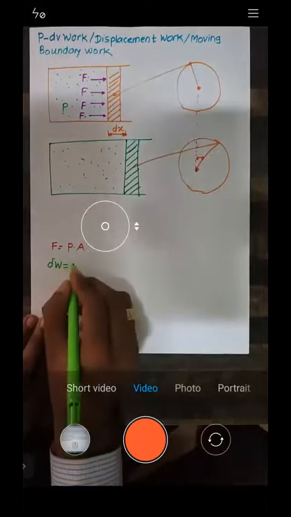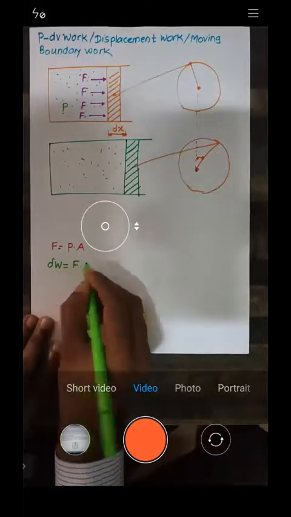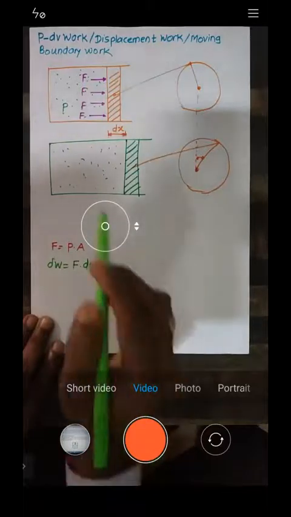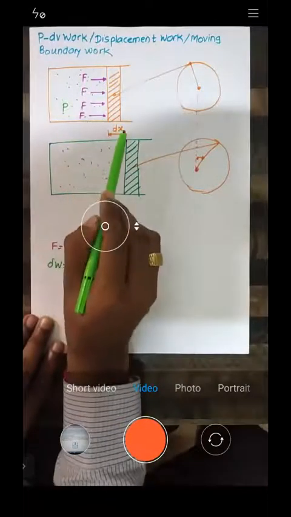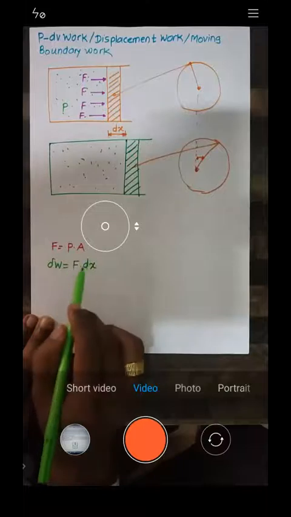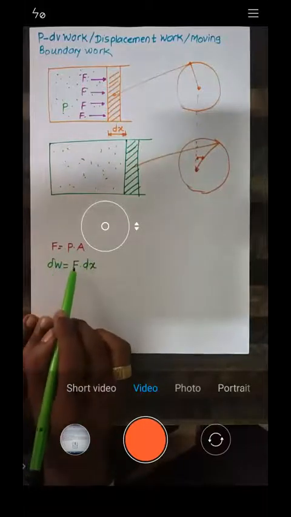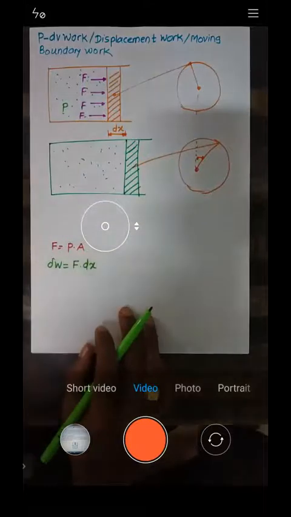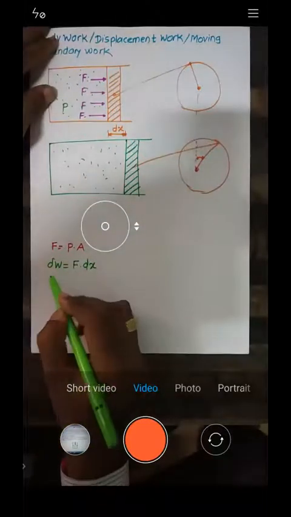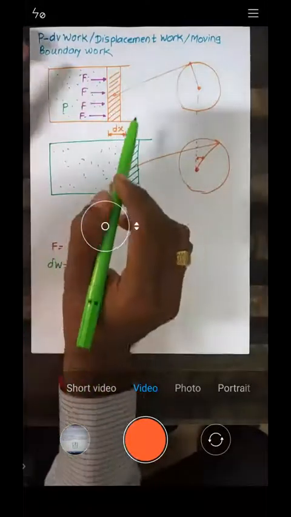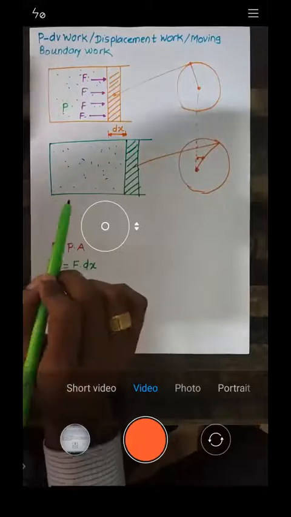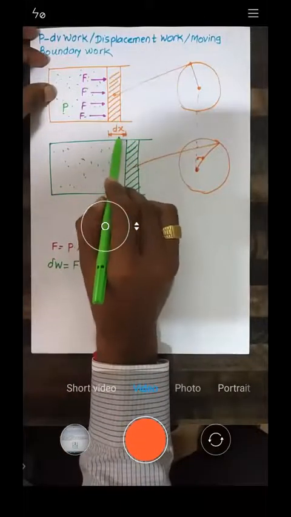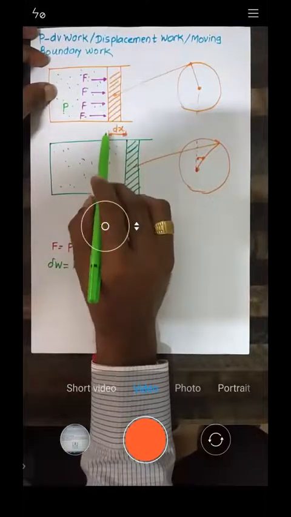And how will we calculate the work done? Work done is basically the product of force and displacement. Right? Simple formula. When a force is causing some displacement, it gives rise to work. So work is the product of force into displacement. Is that okay? Now you might have questions, sir, why have you written that as del W? Because del W is the small work done when the piston has moved a small distance dx.